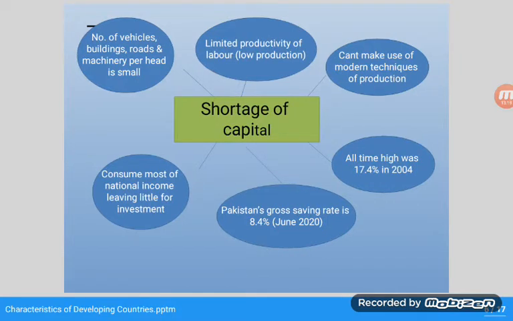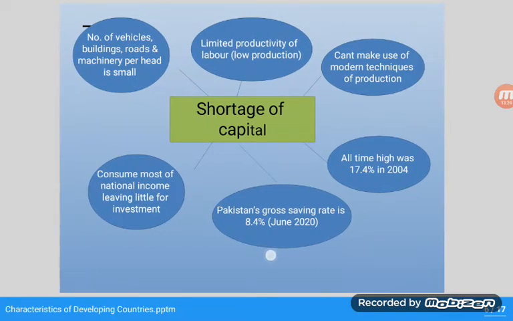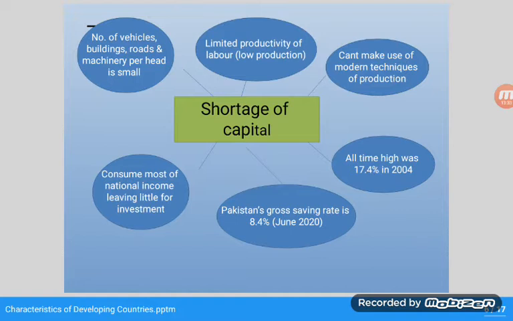Now over here I have given you how much Pakistan is saving. It is generally said that countries must save at least 20% of their income if they want to accumulate capital in their country. But Pakistan's gross saving rate is 8.4% according to the figures of June 2020, that is quite recent. 8.4% is less than 10%, so it's not a good figure in the sense that we will not be able to accumulate enough capital.